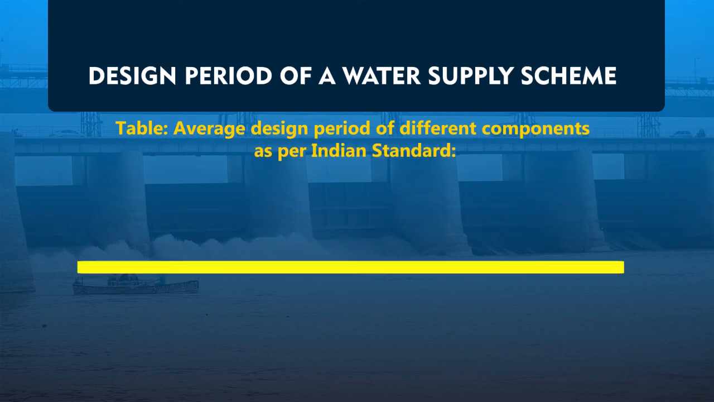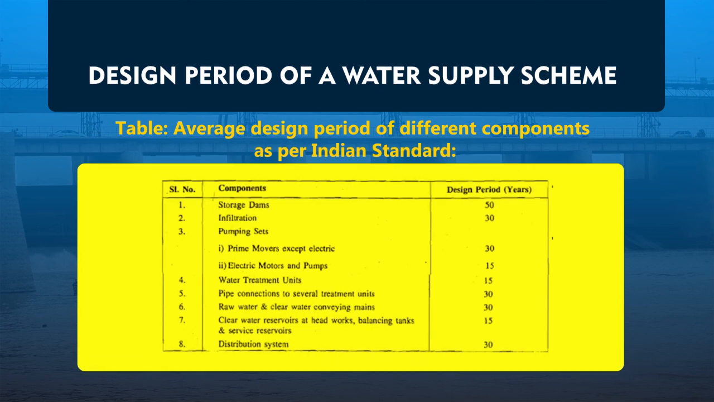Here is the design period of the different components of a water supply project as per the Indian standard. For storage dams, the design period is 50 years; infiltration, 30 years; pump sets and prime movers except electric part, 30 years; electric motors and pumps, 15 years. Water treatment units, 15 years; pipe connections to several treatment units, 30 years; raw water and clean water conveying mains, 30 years; clear water reservoirs at headworks, balancing tanks and service reservoirs, 15 years; and distribution system, 30 years.